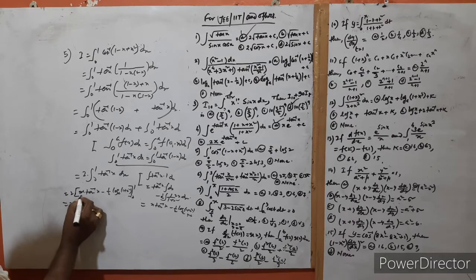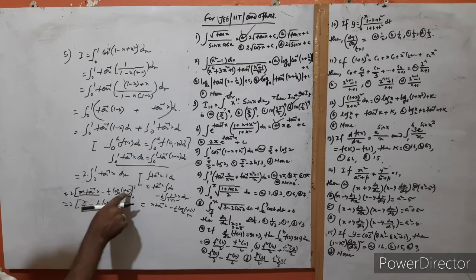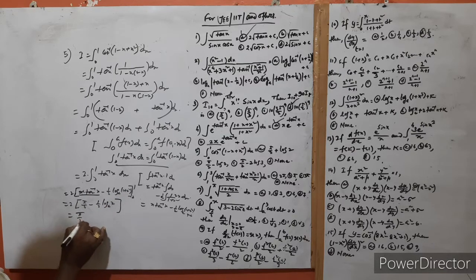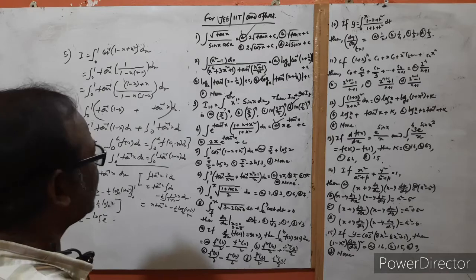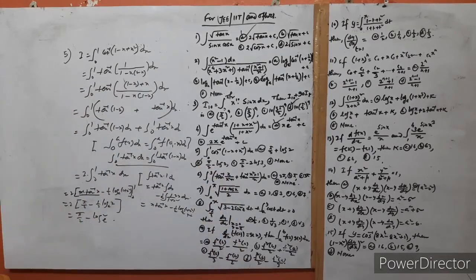If we put 1, tan inverse 1 is pi by 4, and minus half log 2. If we put 0, then log 1 is also 0. This is the answer, and it is pi by 2 minus log 2 after multiplying by 2. You see the solution and the option here, pi by 2 minus log 2, and this is your option B. So I think it is a good problem for all of you.